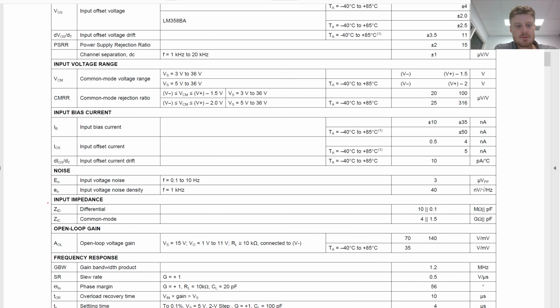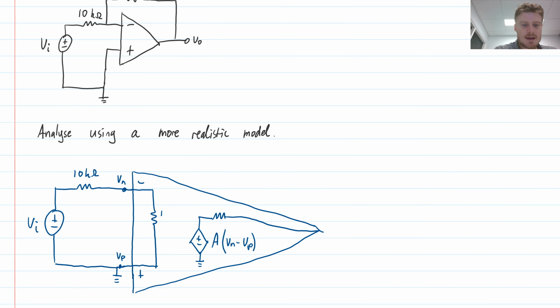So for example, input impedance. Impedance is similar to resistance. For the purposes of this subject, you can think of it as the same thing. So we have that the differential input impedance is 10 mega ohms. So I can go back to my circuit diagram and I can label here 10 mega ohms as the input impedance.